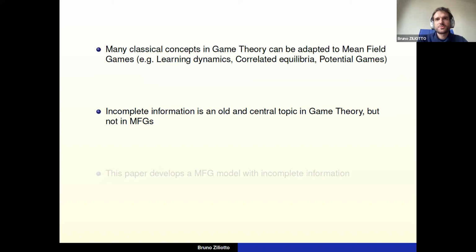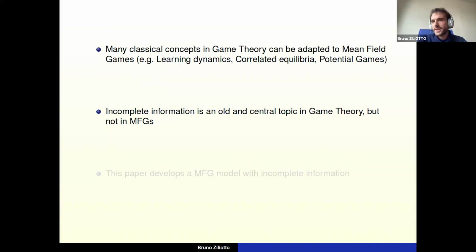One topic that we investigated particularly was the topic of incomplete information. In game theory, incomplete information is everywhere in the literature, because agents that take decisions may not observe their environment. They may observe public signals, private signals about it. They may or may not observe the actions of the other players. So incomplete information leads to many different models, and it has been widely studied in game theory. But what we noticed is that it has not been so much considered in MFG games.